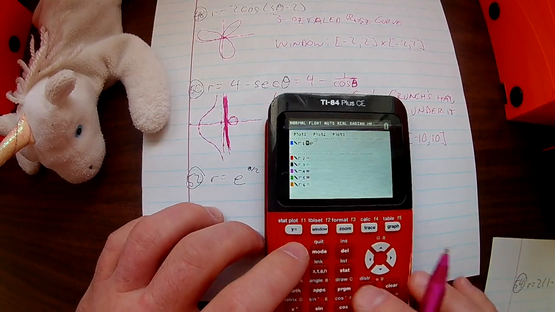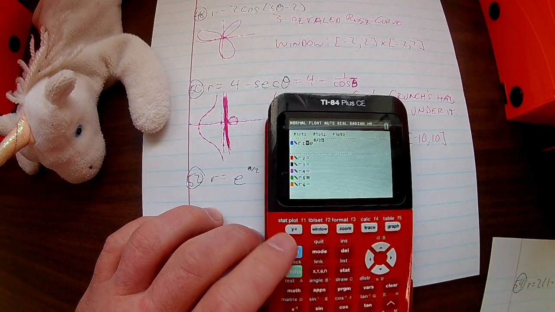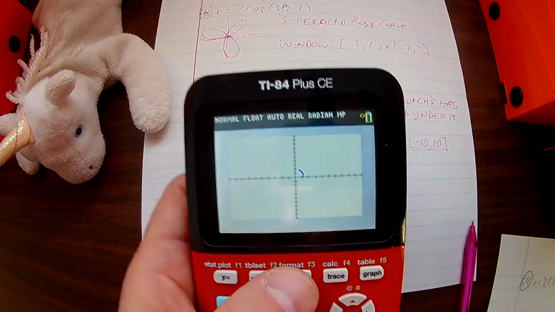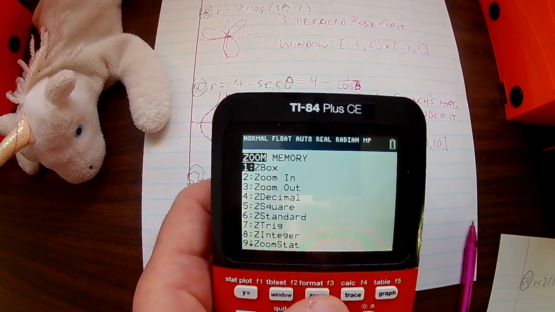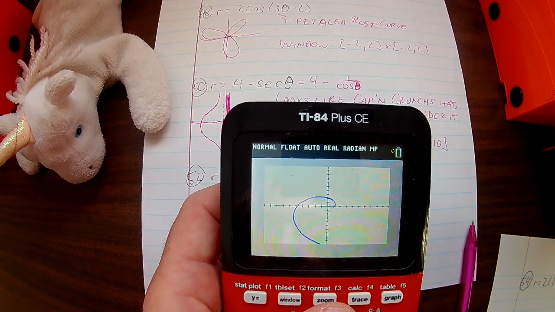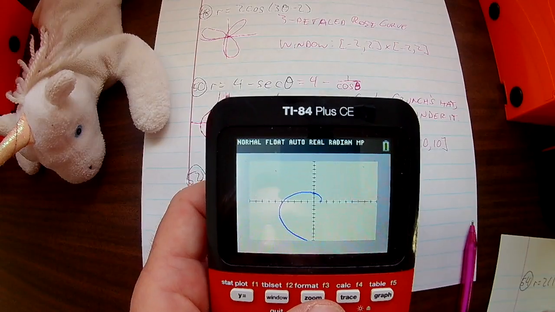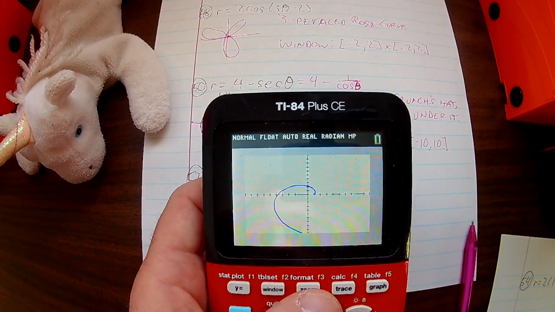So looking here, I'm just going to type it in. E to the theta over 2. Okay. You guys really have to tell me when I change that theta step to something. Whoa. Look at that. It kind of looks like the spiral of Archimedes, right?